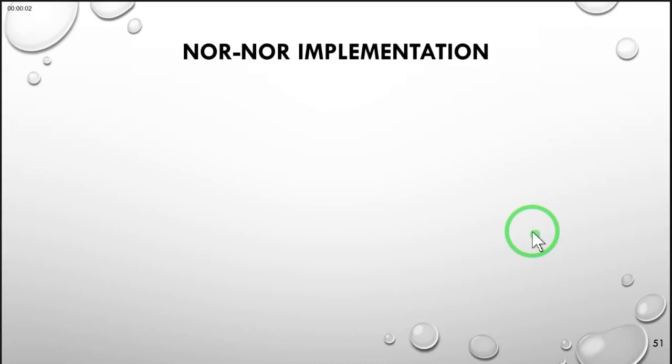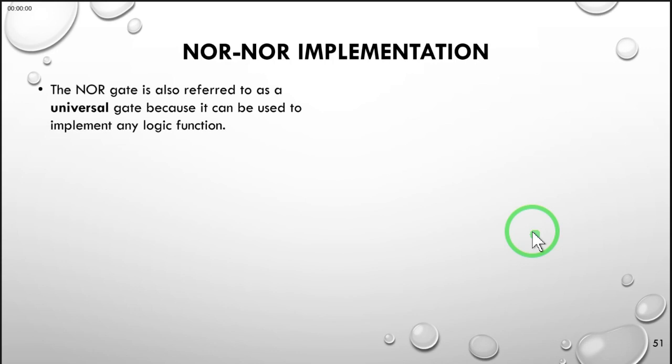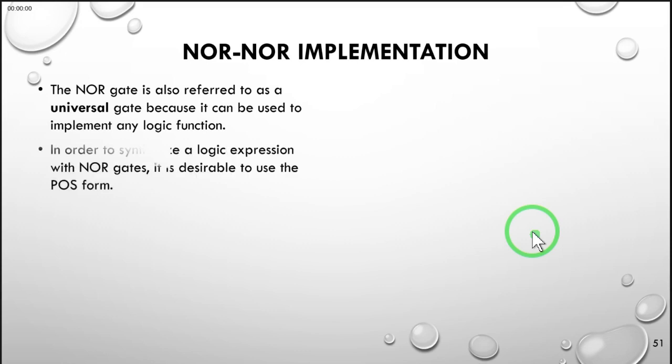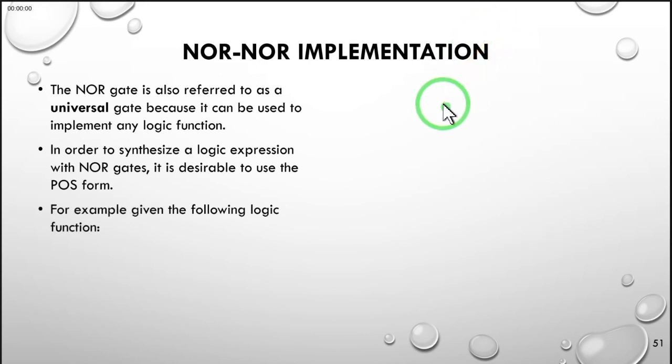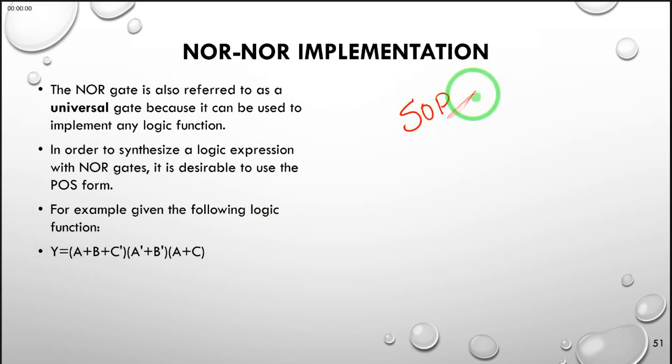Finally, we discussed the NOR implementation, and we note also that the NOR gate is referred to as the universal gate because it can be used to implement any logic function. In order to synthesize a logic expression with NOR gates, it is desirable to express it using the POS form. We notice that with the NAND gate implementation, we expressed our expression in SOP. This is for the NAND implementation.